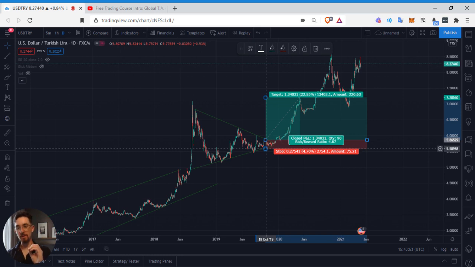Now, I always recommend limit orders instead of market orders. Again, we'll cover that later. But my limit order here would be somewhere in this range. That's kind of trading the breakout there. So you'd set your stop loss somewhat short. So in this case, it's a 4.7% stop loss, a 22% gain. So a pretty nice risk to reward there.